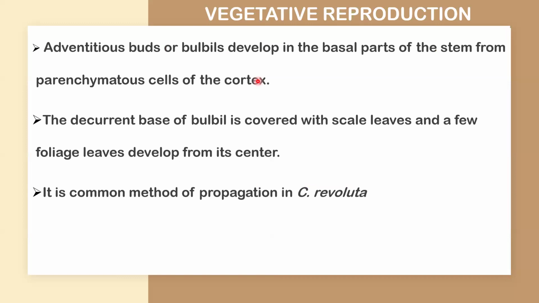The decurrent base means it is an extended leaf base which extends downward from the point of attachment along the stem and it covers the upper part of the node, which gives a wing-like expanded structure. It is covered with scale leaves and from this bulbil, the foliage leaves develop which give rise to a new plant. This method is very common in Cycas revoluta.